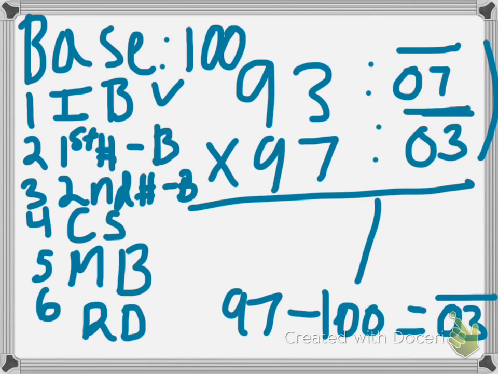Okay, let's cross-subtract first. 97 minus 3 is 90. Wait, sorry. 93 minus 3 is 90, and 97 minus 7 is 90. So in both cases, we resulted with 90, which we know should be, then is correct.